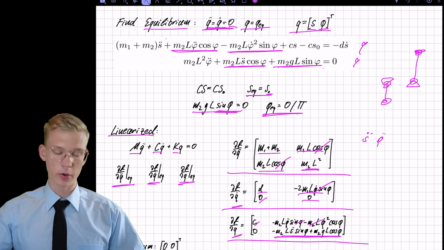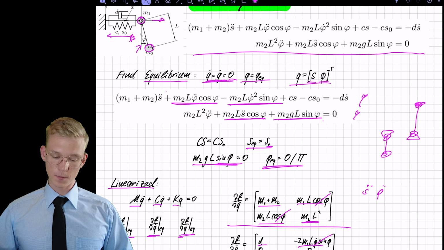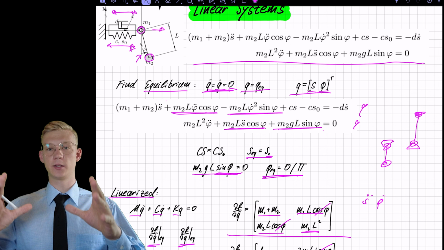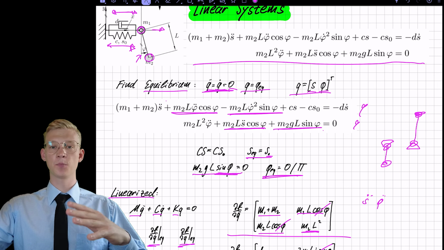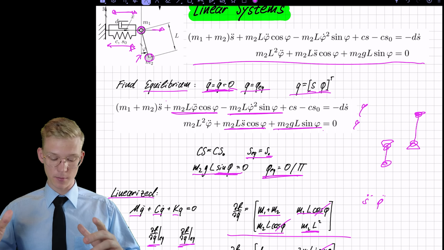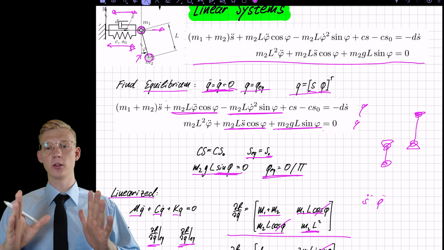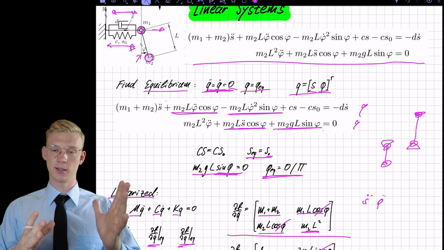I hope you see how easy it is to work with those equations if you just know what to do. That is, first get the equations of motion, then set the q double dots and q dots to 0, get your equilibrium position, do a partial derivative to get the M, K, and C matrix, evaluate those at the equilibrium position, and look at the eigenvalues of either K or K and C.